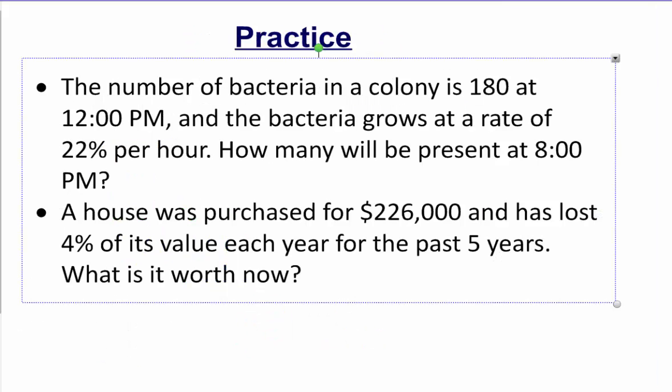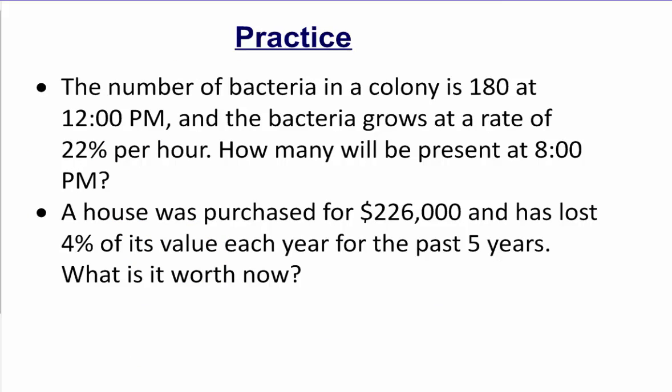So now we are going to do some practice. For each one of these situations, I would like you to do what we just did in our previous examples. So write the equation and then answer the question for each one. So the first situation is the number of bacteria in a colony is 180 at 12 p.m. and the bacteria grows at a rate of 22% per hour. How many will be present at 8 p.m.? So make sure you write the equation that matches that situation, and then answer that question.